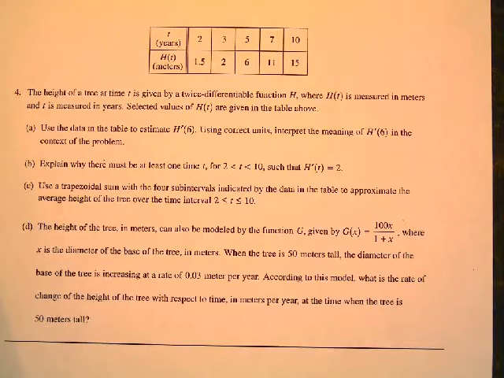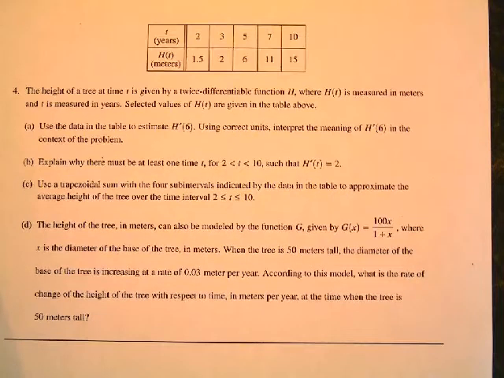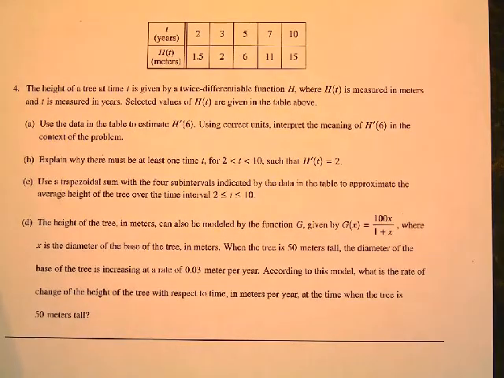All right, this is the 2018 BC exam FRQ number 4. So part A says use the data in the table to find h prime of 6, and we're approximating it.